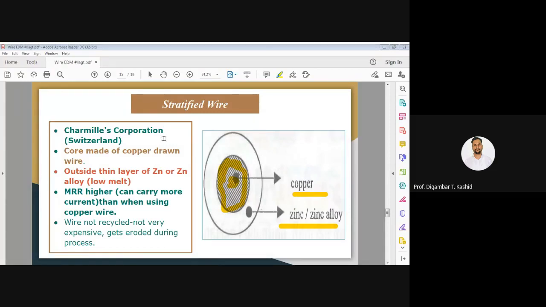Now I request all of you, please write down this stratified wire. This needs to be written. You have to write the stratified wire concept.